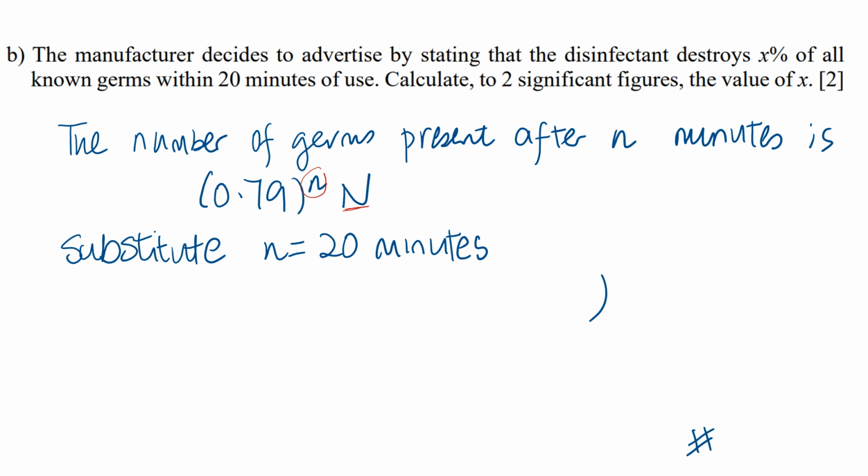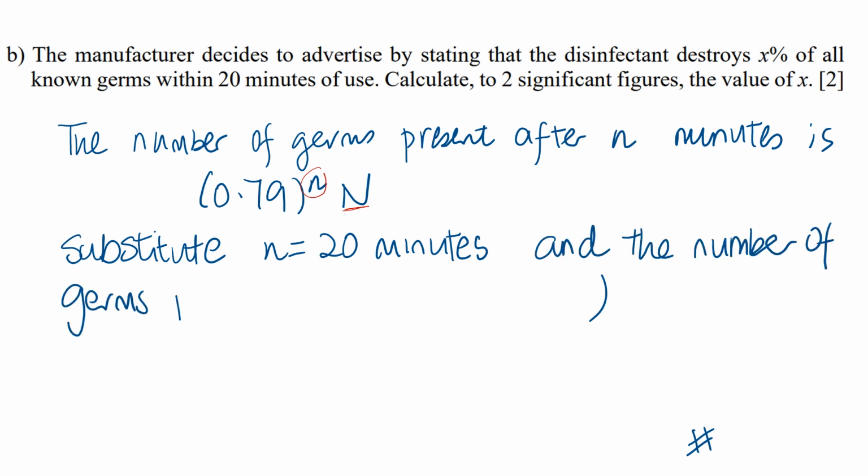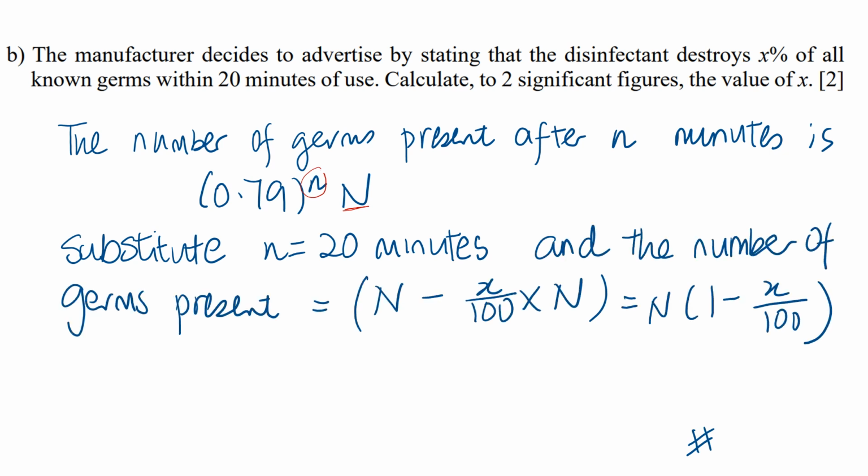And what else do I need to substitute? The number of germs present. Because it says that you destroy X%. So if you start off with, let's say, 5 germs, and if you destroy X% of them, how many are left? Isn't it 5 minus X over 100 times 5?